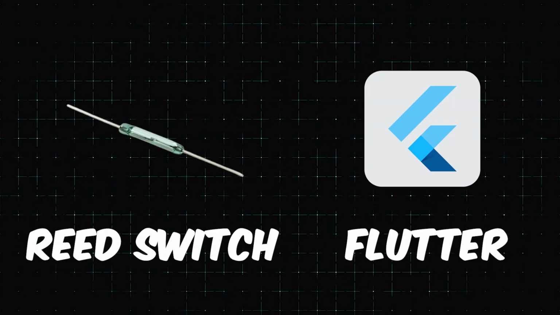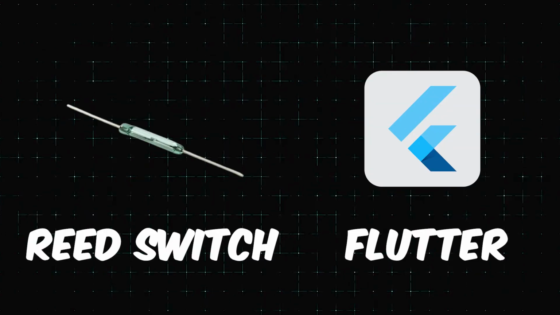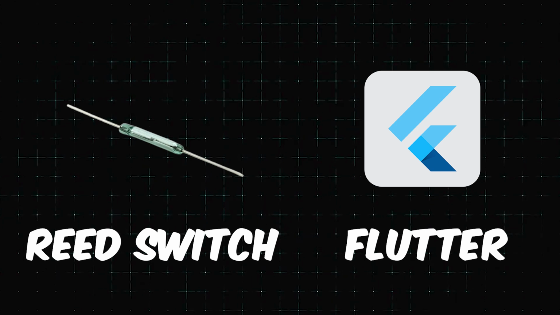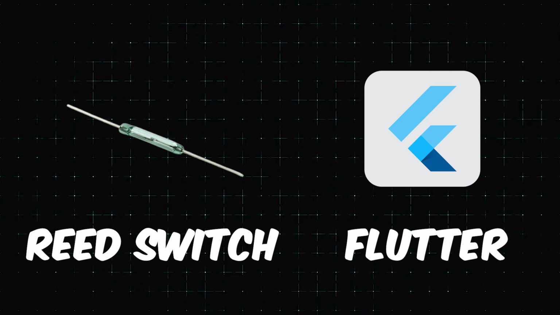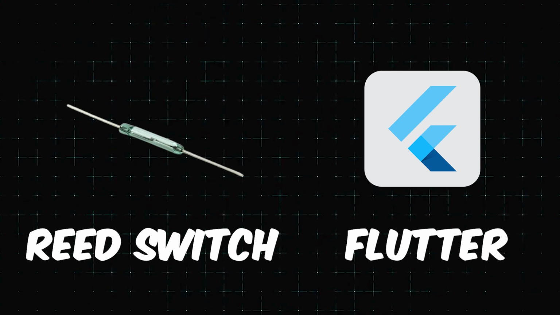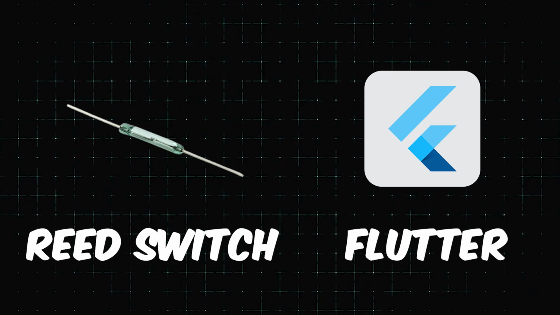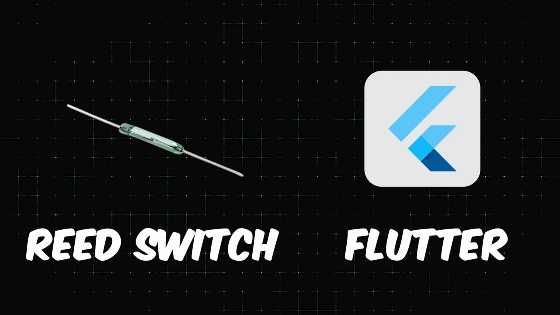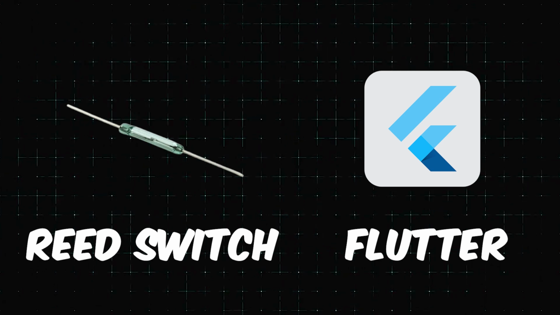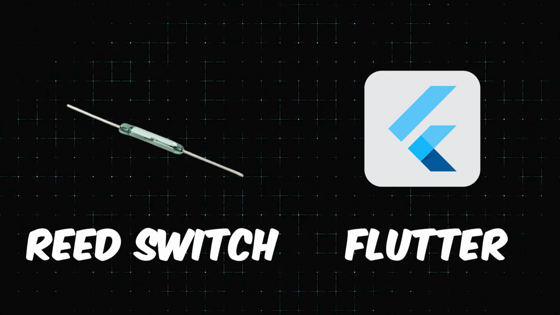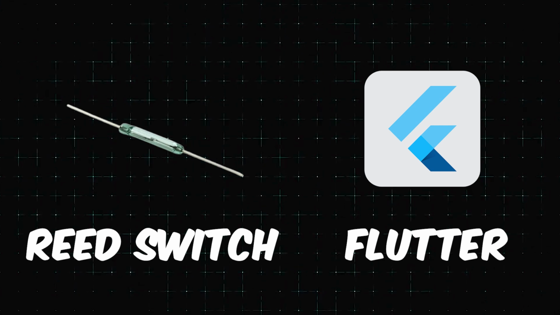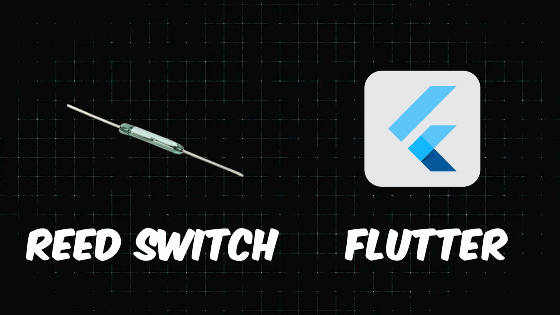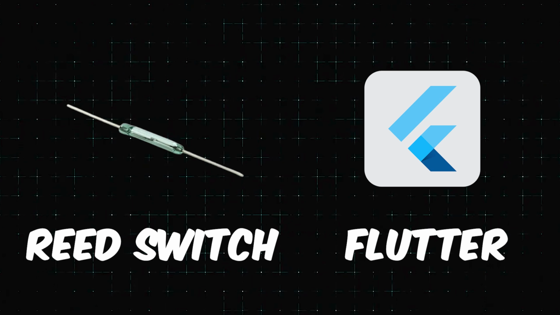There is a reed switch. A reed switch is a mechanical switch that does not require external power, activated by a magnetic field. The sensor consists of two metal blades inside a sealed glass tube. Two operating states: normally open, NO, which closes when a magnet is present, and normally closed, NC, which opens when a magnet is present.